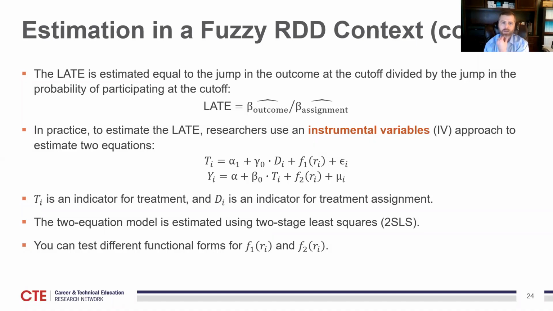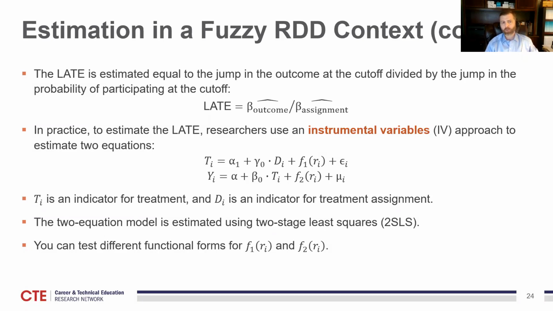But in practice, to estimate this in a fuzzy setting, most people would use an instrumental variables approach and estimate a two-stage model. So the two regression equations here, the first shows the treatment indicator. So this is an indicator of whether an individual actually participated in the treatment as a function of a variable D, which is an indicator for whether they were assigned to the treatment.